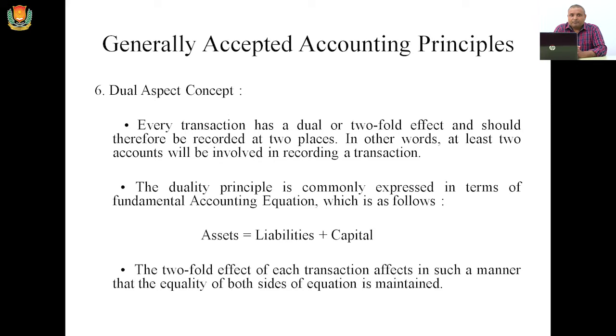For example, if the business entity purchases a machinery, then machinery comes to business and cash goes out of the business. Then it has affected two accounts. One is machinery and second is cash. So that's why assets are just equal to all liabilities and capital. In accounting equation form, we write it assets equal to liabilities plus capital. This twofold effect of such transaction affects in such a manner the quality of both sides so as to equation is maintained.